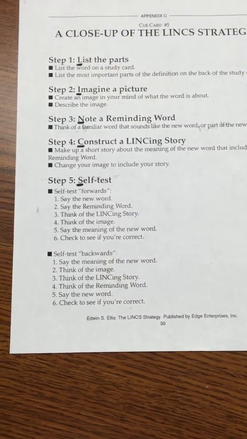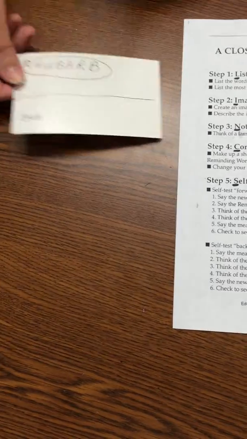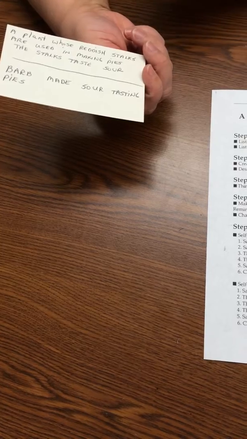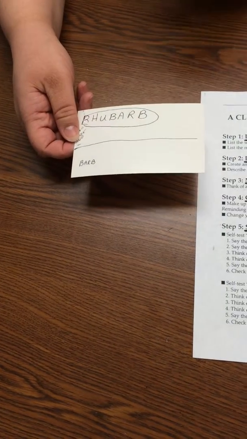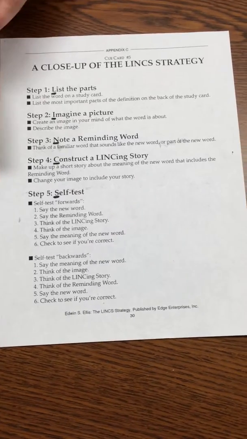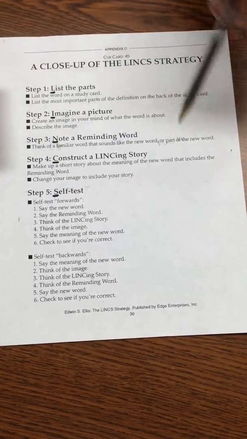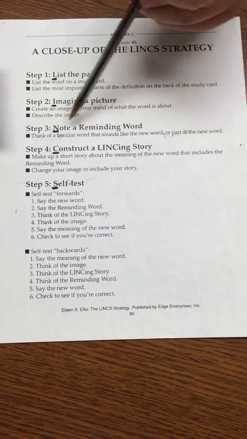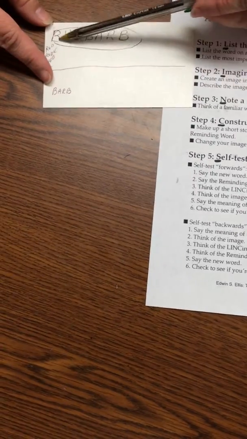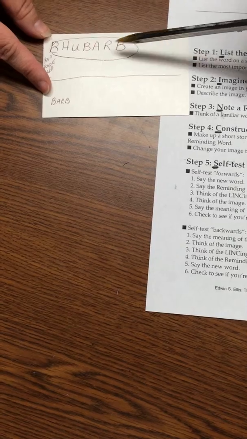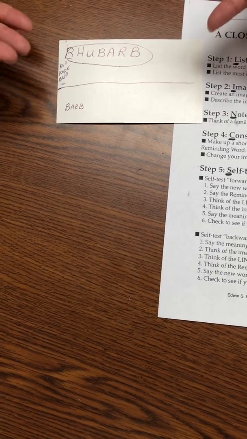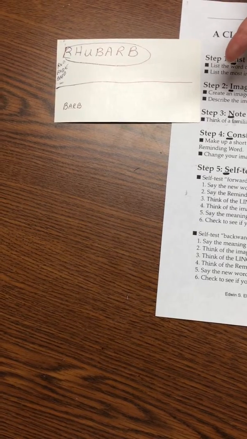So after the child has written the word down and written the definition down, they then close their eyes and create an image in their mind of what that picture would look like, what that vocabulary word looks like. The next step is to note a reminding word. This is where the student's going to look at the vocabulary word and see what pops out at them. Is there some part that pops out at them? Does that word remind them of something?